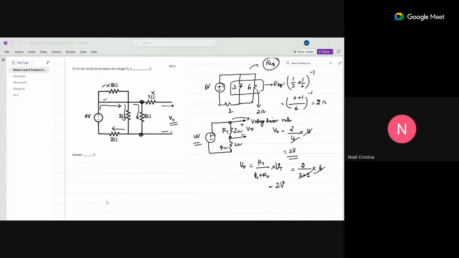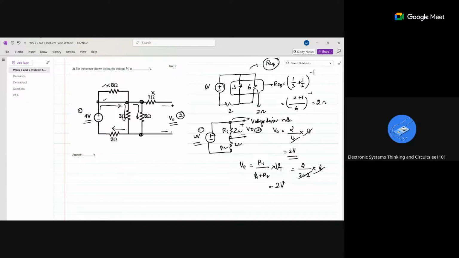Where is this voltage source? Is this voltage source V naught or the 4 volt? This is the 4 volt source, which I have drawn here. And this is the voltage we have to find, V naught, which I had drawn here, right? So if you see in the circuit, the current will not be flowing through this 8 ohm since it has been short circuited at this point. In the same way, the current will not be flowing through 1 ohm since it is open circuited, right?